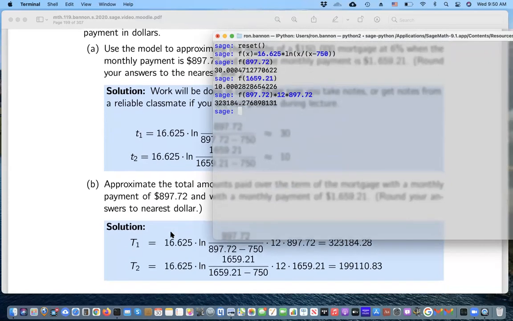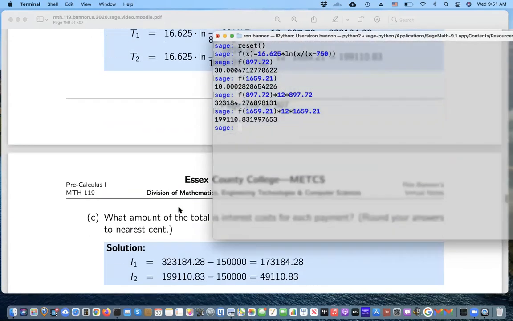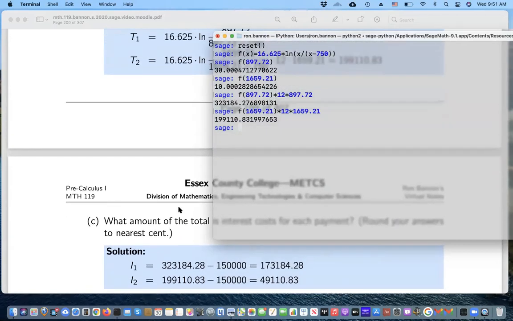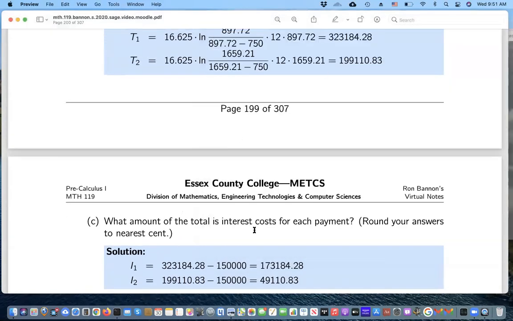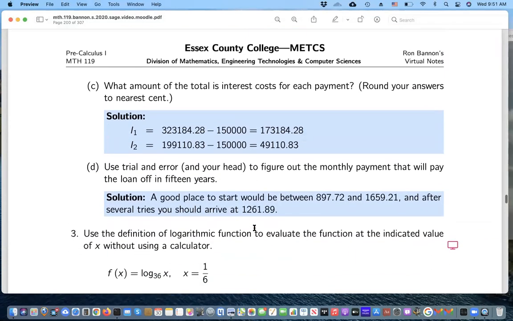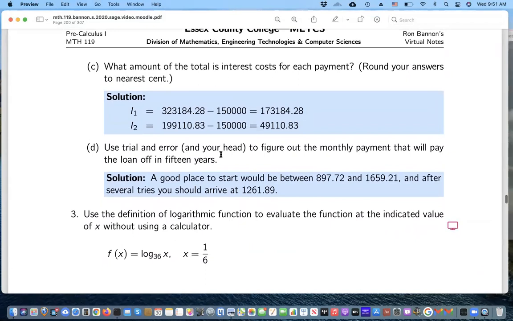And that's going to be, I guess we did that, f of 1659. It's nice to have a defined function, by the way. Star 12, star 1659.21. I think you get the idea. Calculators really make life a lot easier. 199,110.83. Yep, same number they got. And again, if you want to go through the rest of the computations, you can, and that's fine. You can take these numbers that we just generated and subtract away the 150 from those numbers and get those numbers over there. This one I want to talk about again, and that is trial and error, right?